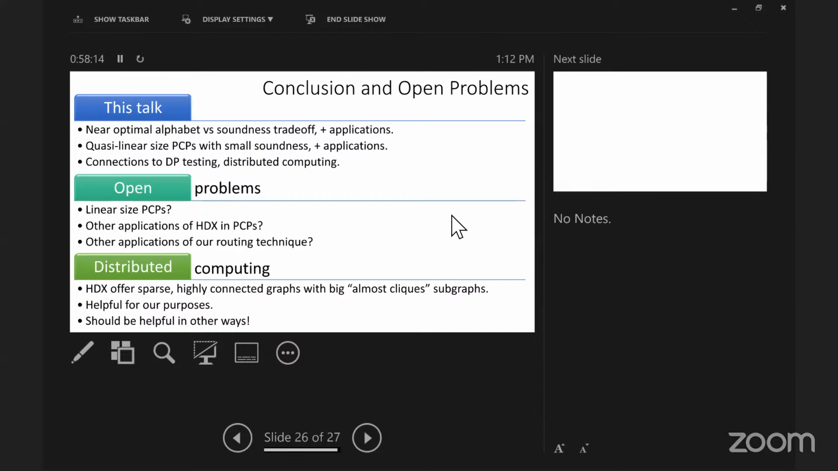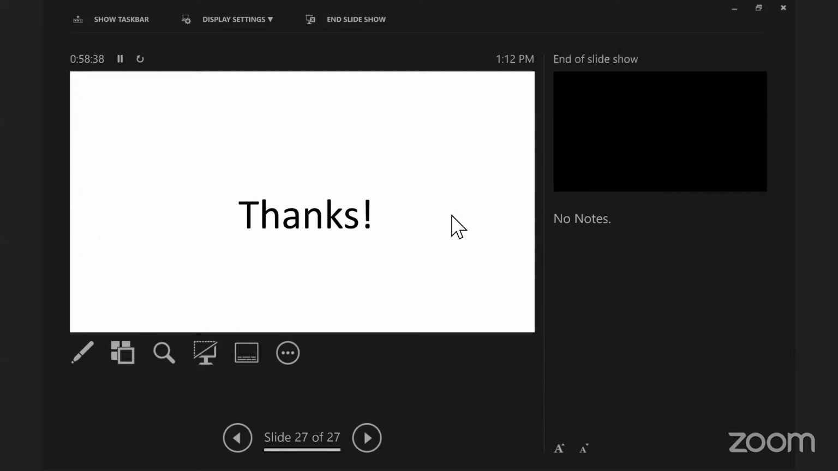And these cliques, if you think about them as coalitions and you try to do some error correction using them, then you start running into distributed computing and how to combat corruptions, which is actually what we do. So this is very helpful for us, and I think this should be helpful in other ways, but let me stop here. So that's all I have to say. Thank you.